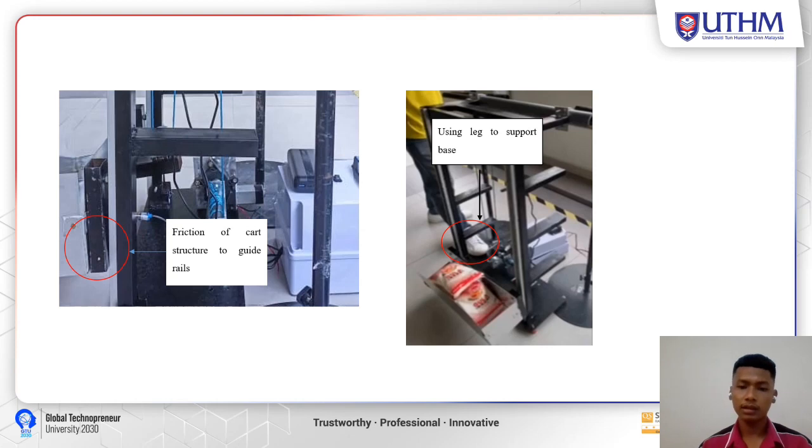The second figure is about when the cycle is tested for an output of 5 kg. When this is performed, the base needs to be supported using a leg, otherwise the base will tilt up. From this, we conclude that this prototype can lift loads below 5 kg. Okay, this is the conclusion.